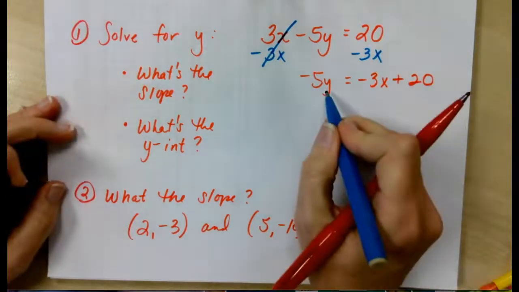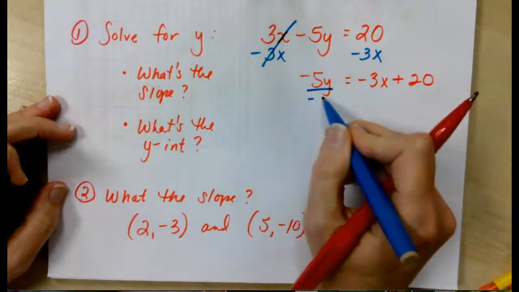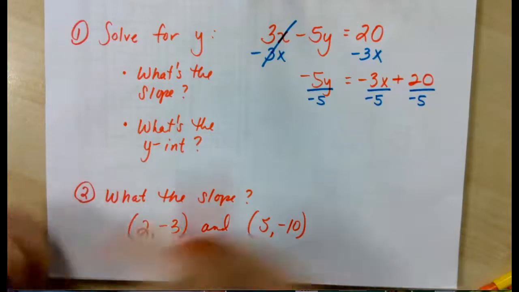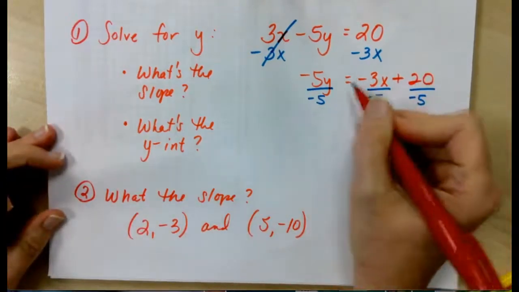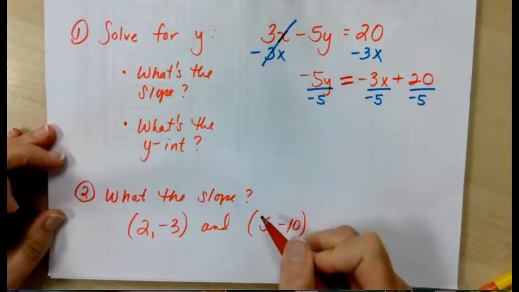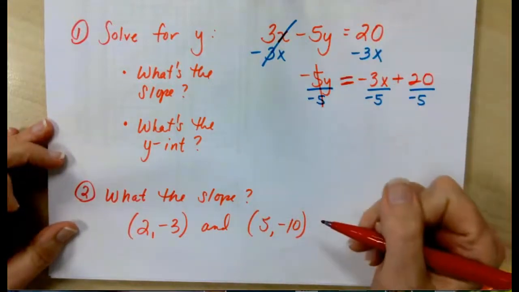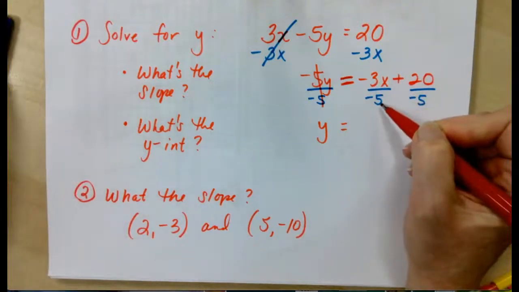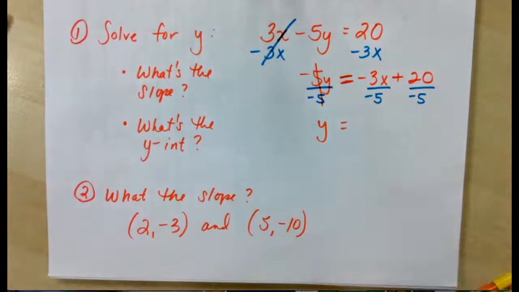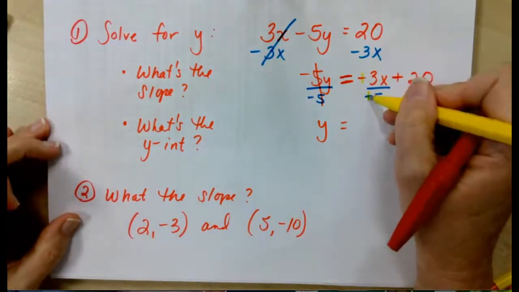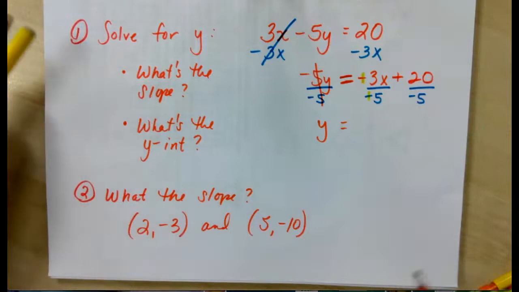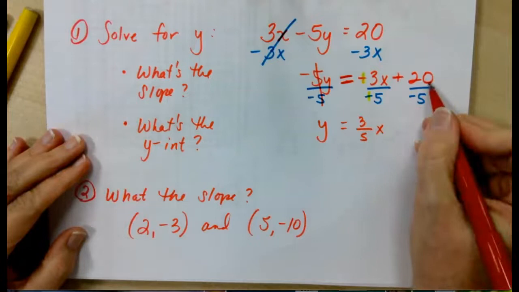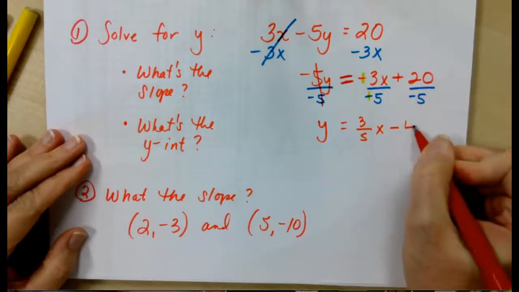Next, we want the y by itself, so we will divide both sides by negative 5. Remember, divide every single term on both sides of the equal sign by negative 5. The negative 5's cancel, and we get y equals negative 3 over negative 5. If we have a negative over a negative, it will become positive. So that becomes 3/5 x, and then 20 divided by negative 5 is negative 4.